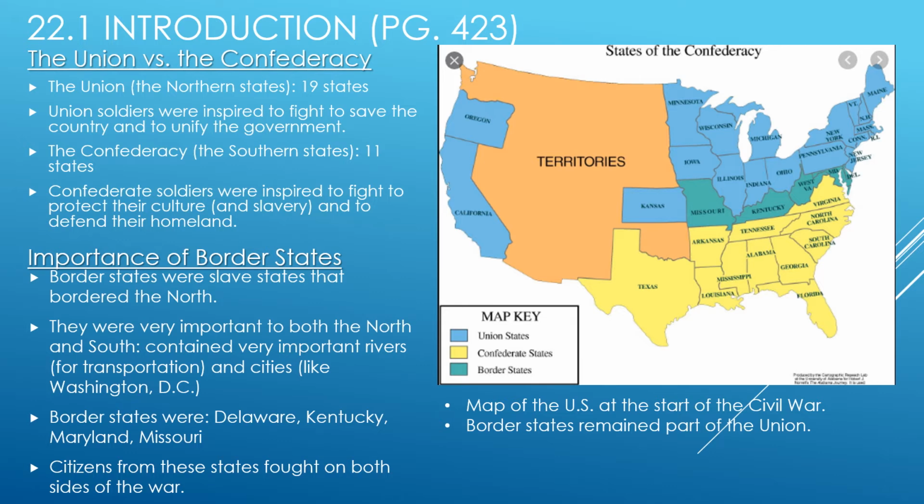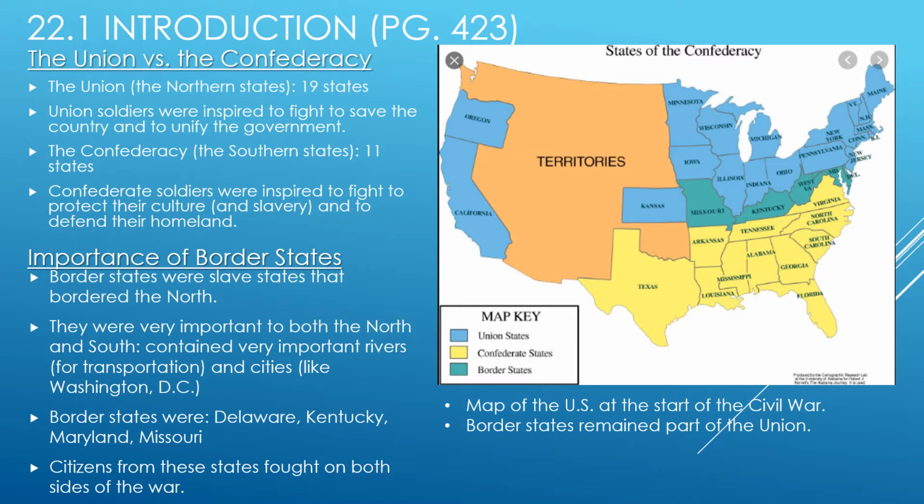So starting off here, we need to understand what's going on at the start of the war. The Union is the northern states. There's 19 of them. It's that pale blue color on the map there. The Confederacy has 11 states, and they're yellow.